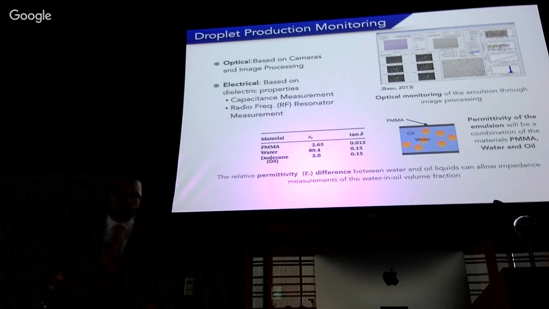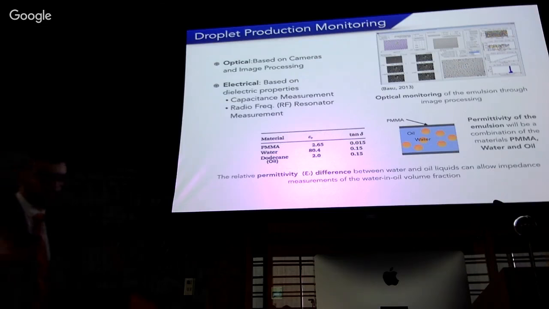It's a huge difference. So if we look at the permittivity of a complex material, such as this combination of different materials, where you have PMMA, you have water, and you have oil, then maybe you are able to detect how much water is in oil, just because oil and PMMA have similar permittivities, and water has a much higher one.